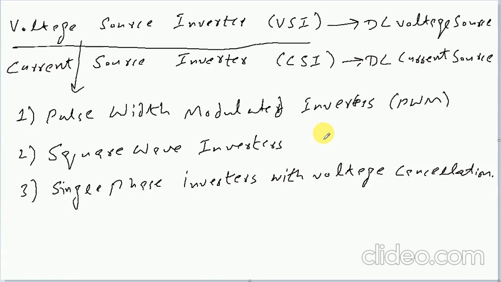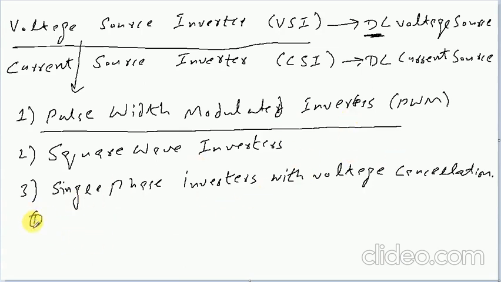In the first case, in which we have the pulse width modulated inverters, or simply PWM inverters, as I have already mentioned, these are different types of voltage source inverters in which the DC voltage acts as a source on the input side. In the first category of converters, the input DC voltage is considered to be constant.